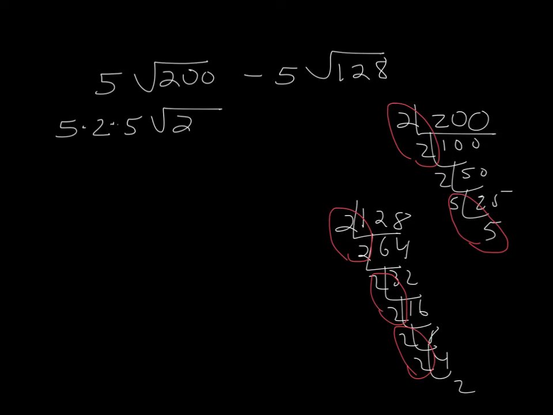So once again, let's take our time here. We have minus 5, which was already there, times 2 times 2 times 2 root 2. Explain that again. This 5 was already there. This pair of 2's escaped. This pair of 2's escaped. This pair of 2's escaped. This 2 trapped.